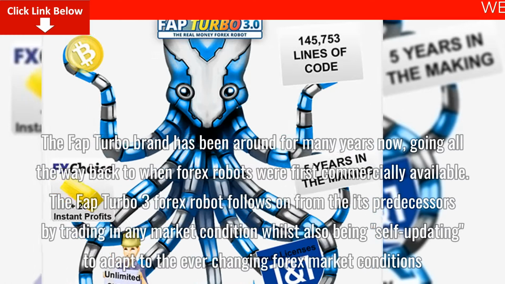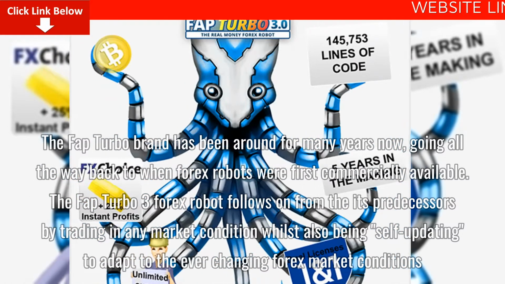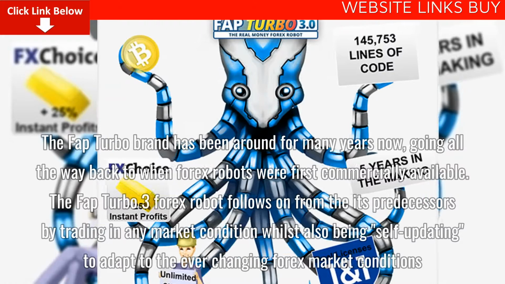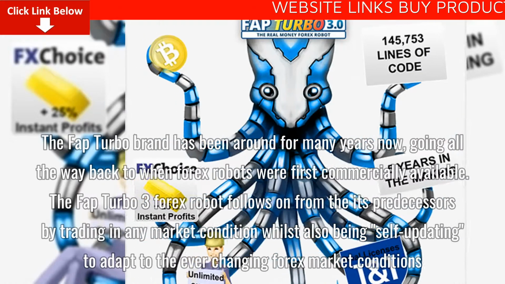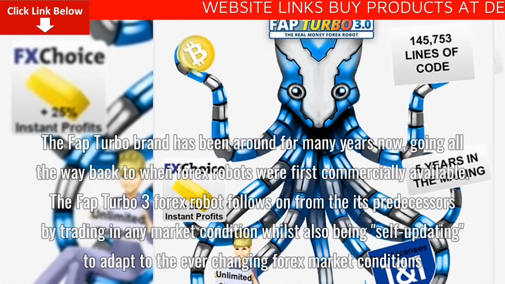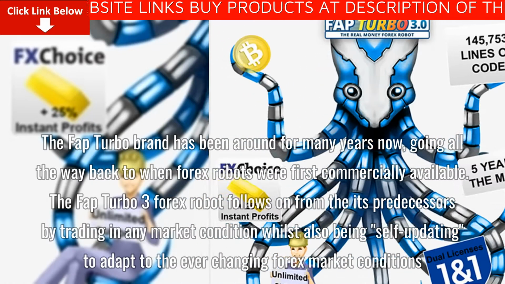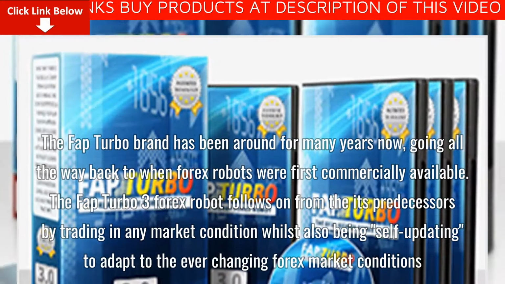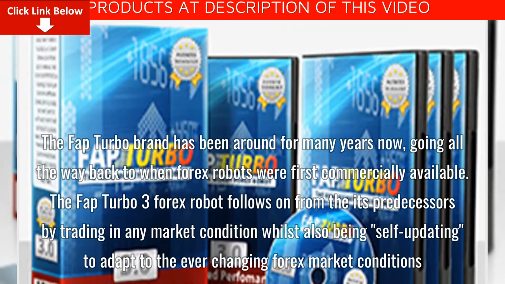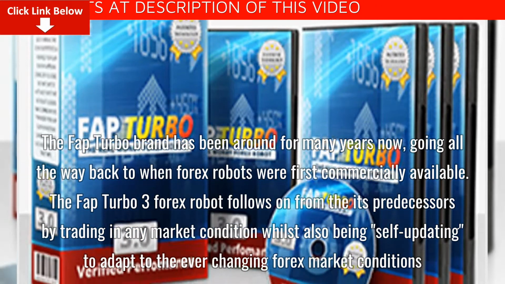The Fap Turbo brand has been around for many years now, going all the way back to when forex robots were first commercially available. The Fap Turbo 3 forex robot follows on from its predecessors by trading in any market condition, whilst also being self-updating to adapt to the ever-changing forex market conditions.